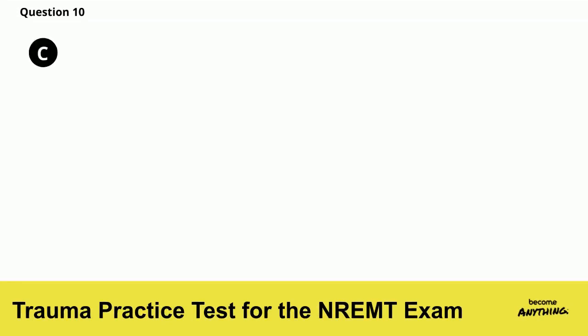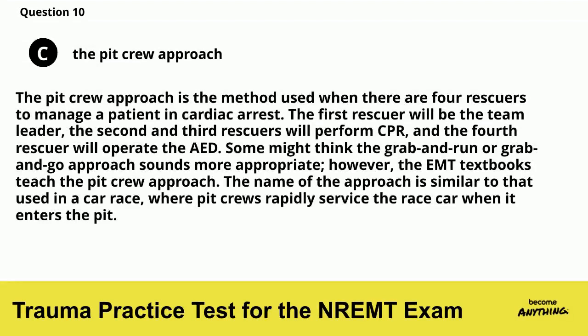The correct answer is C. The pit crew approach. The pit crew approach is the method used when there are 4 rescuers to manage a patient in cardiac arrest. The first rescuer will be the team leader, the second and third rescuers will perform CPR, and the fourth rescuer will operate the AED. Some might think the grab-and-run or grab-and-go approach sounds more appropriate, however, the EMT textbooks teach the pit crew approach. The name of the approach is similar to that used in a car race, where pit crews rapidly service the race car when it enters the pit.